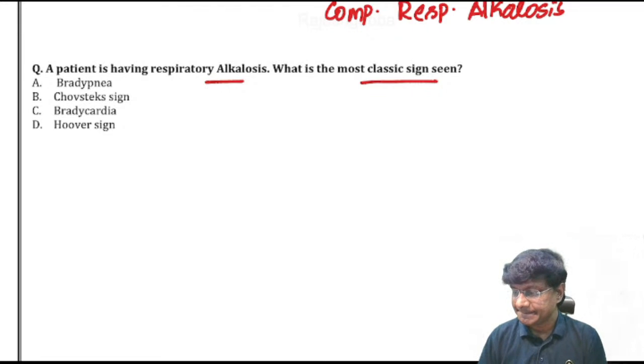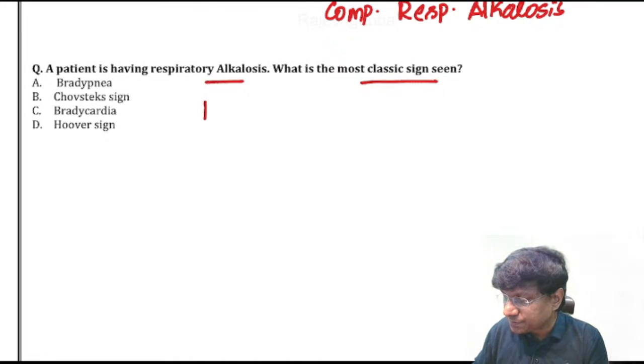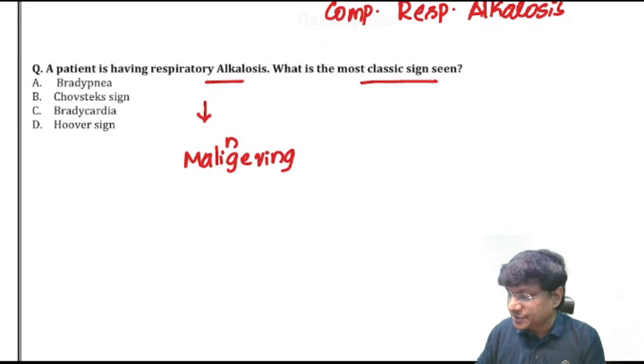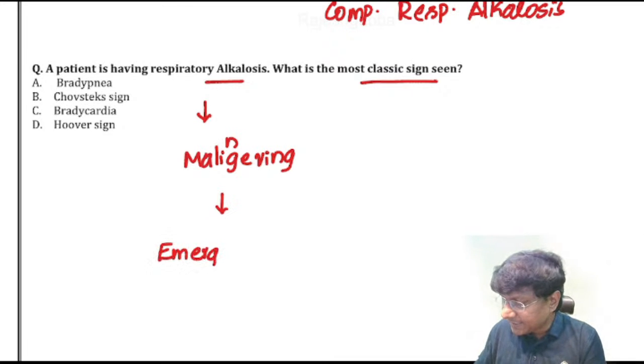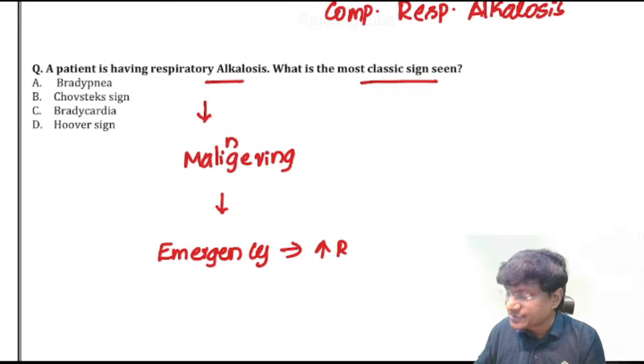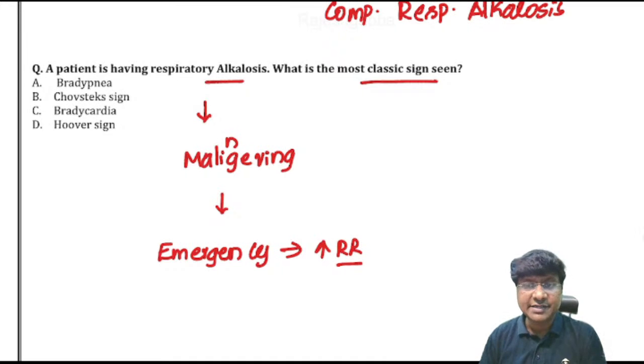Not bradycardia. Okay. Now, where do you come across this voluntary respiratory alkalosis that can be seen in the patient? For example, let us just assume that the patient is malingering. And what form of malingering does the patient have? The patient has come to the emergency department, and he is acting in such a way that there is respiratory distress.